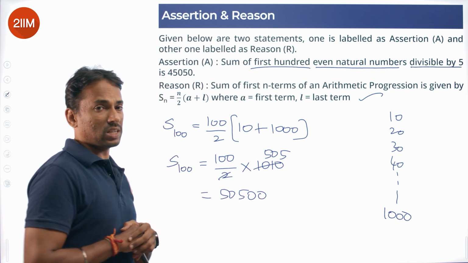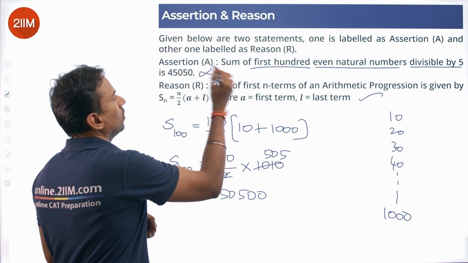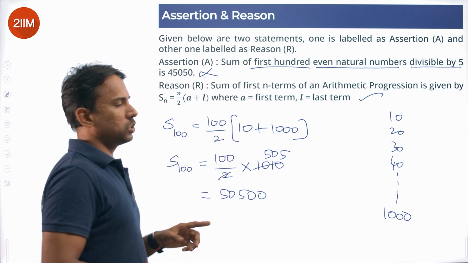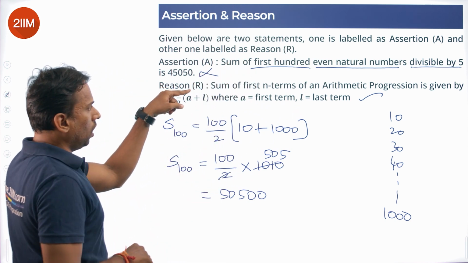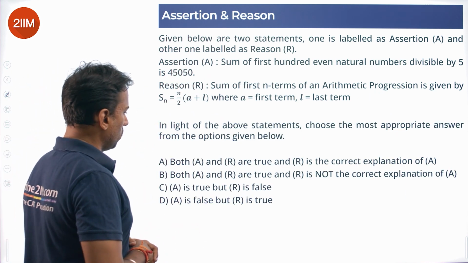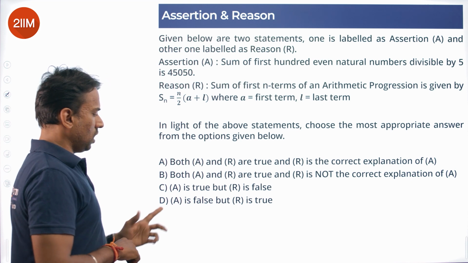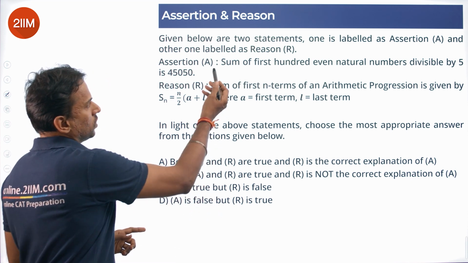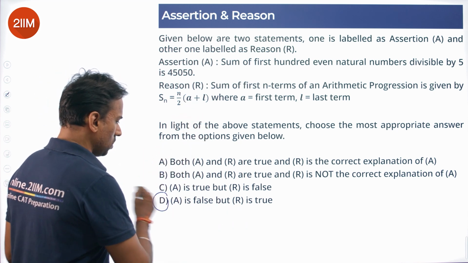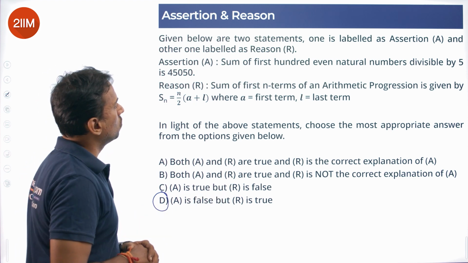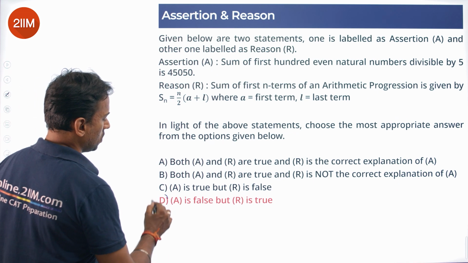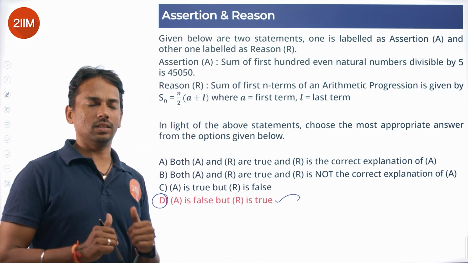Here it is given 45,050, which is not correct. So the reason given there is correct, but the assertion is wrong. It means R is true, A is false. We'll check this. R is true and A is false. Yeah, we have option D. A is false, the assertion is false, and the reason is true. So option D is matching. A is false but R is true. Yes, option D is the right answer.